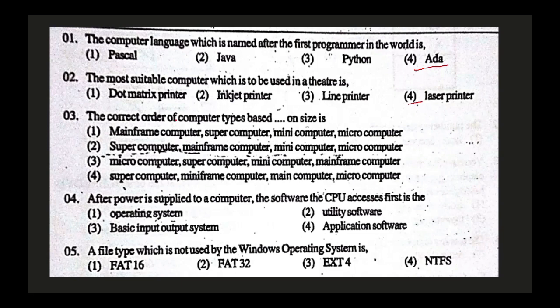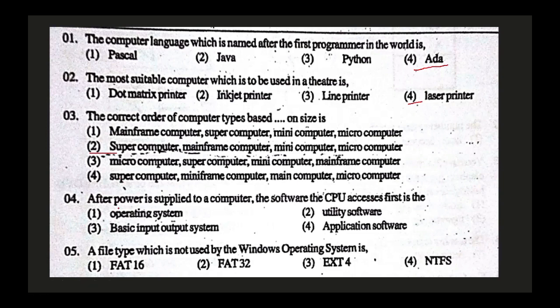Third one, the correct order of computer types based on size. We know that we can categorize computers according to size, technology, and generation. So this is according to size. When we categorize it, supercomputer, mainframe computer, minicomputer, and microcomputer is the correct order. So the second one is the answer.